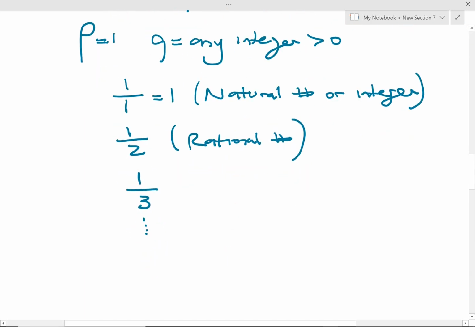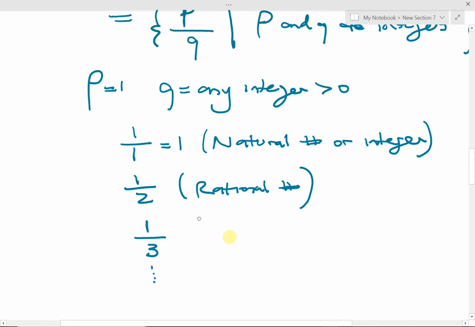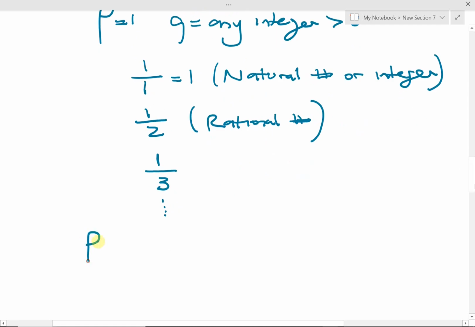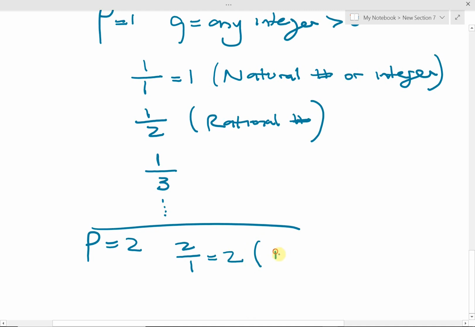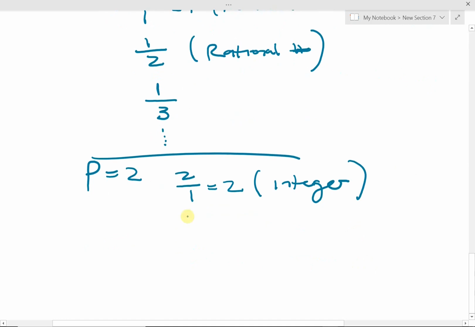This is like cutting a pie into thirds, cutting a pie into fourths. You cut it into smaller and smaller fragments. So this will continue. But then we also have what we can constrain. Next case we could have p equals 2, and we continue this case. So then we have 2/1. Well, this equals 2, and that's again an integer or natural number, and then we have 2/2. Oh, that's 1, and this is also an integer.